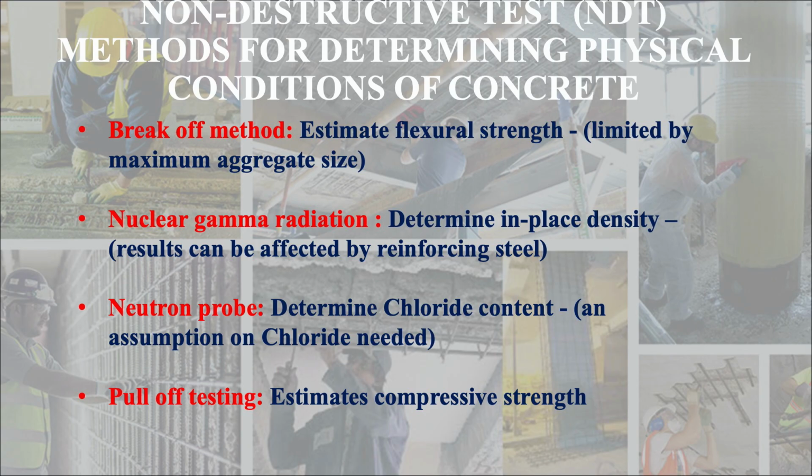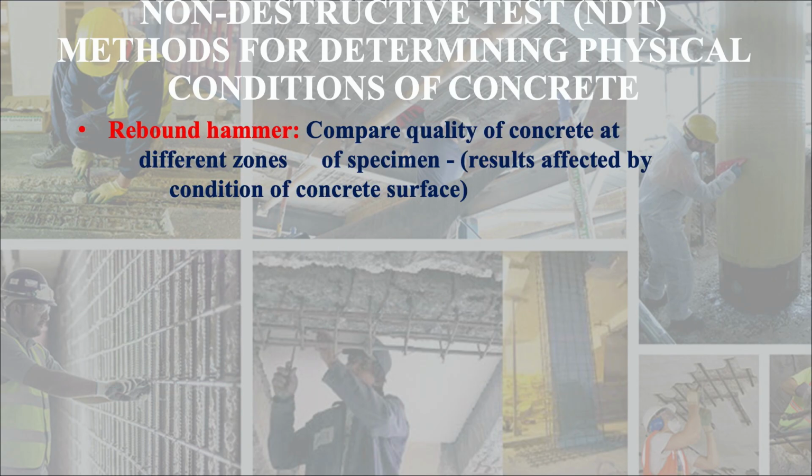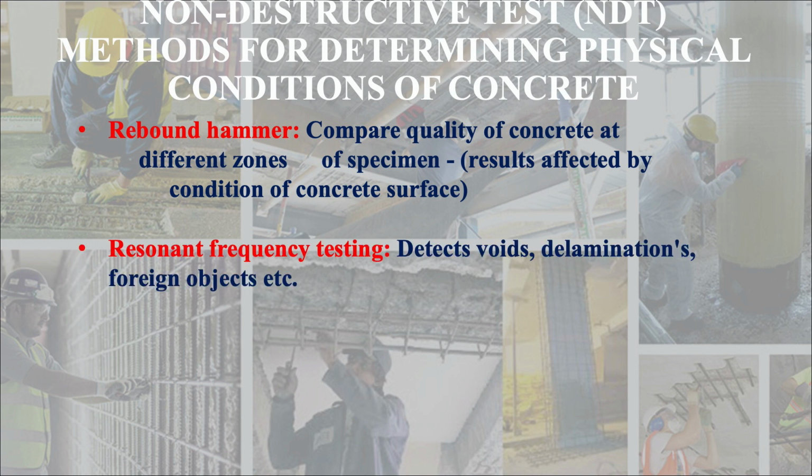Then another very frequently used method is the rebound hammer. With this test you can compare the quality of concrete at different zones of a specimen, but results are affected by the condition of the concrete surface. Another one is resonant frequency testing. It is used to detect voids, delaminations, foreign objects, etc. in the concrete. Then another method is the Windsor probe, which you can use to estimate the compressive strength of concrete.